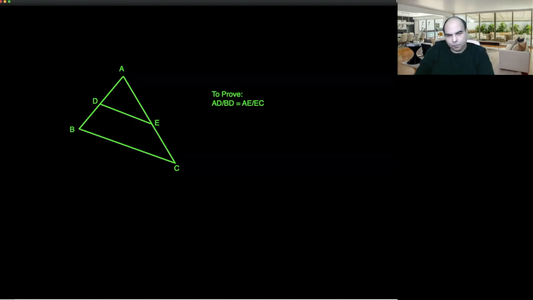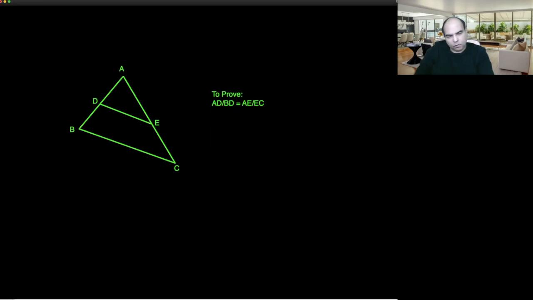Now, whenever you try to prove something, a formula or a theorem, the first thing you need to understand is that you have to use things that you already know to show things that you want to show. So in this case, the objective of the proof is to show that AD by BD will be equal to AE by EC. Of course, instinctively it does look like that, but that is not how mathematics proofs go.